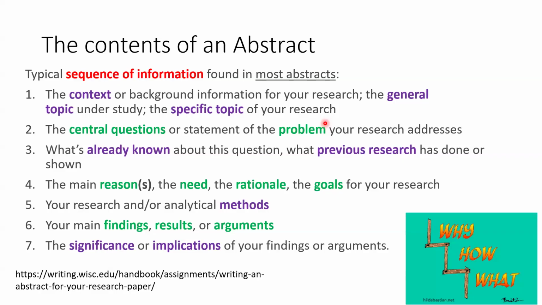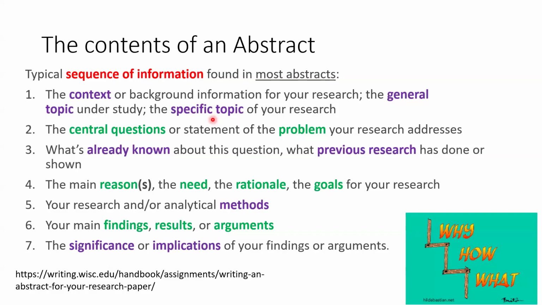The first is the context or background information for your research, the general topic under study, the specific topic of your research. So you start the abstract by introducing the general topic you are working on. Give the reader a bit of background of what you are doing. What is the specific issue or the area of interest of your research? This first part can be part of a sentence, or 2 sentences, depending on the information that you want to include. The context or background gives the reader a sense of orientation, what to expect next, right?